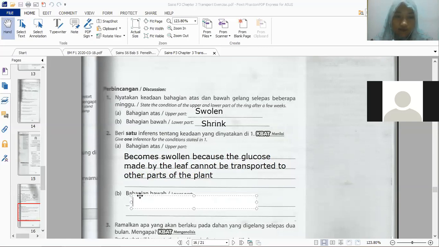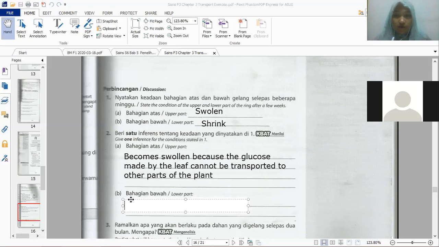Because why? Kenapa dia shrink? Answer? How you want to answer that one? Why the lower part is shrink? Kenapa dia shrink? Because it doesn't get the food supply. Okay, ataupun dia doesn't get the glucose supply.